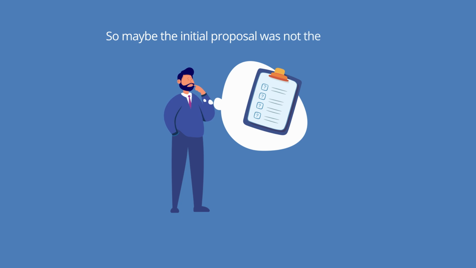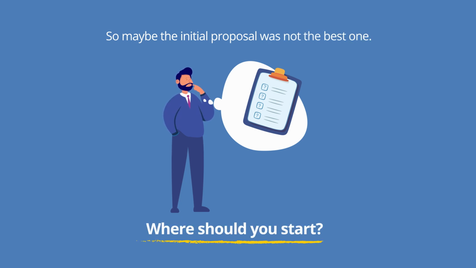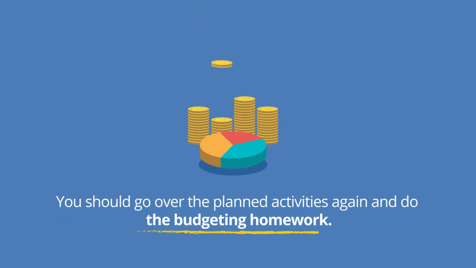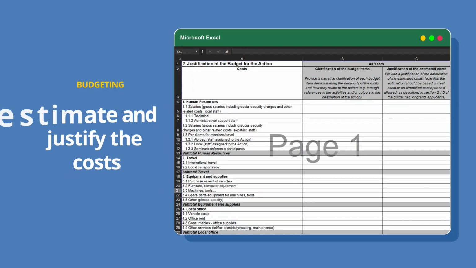So maybe the initial proposal was not the best one. Where should you start? You should go over the planned activities again and do the budgeting homework. During budget planning, do not forget to estimate and justify the costs. The justification of each budget item will help demonstrate the feasibility of your project proposal.